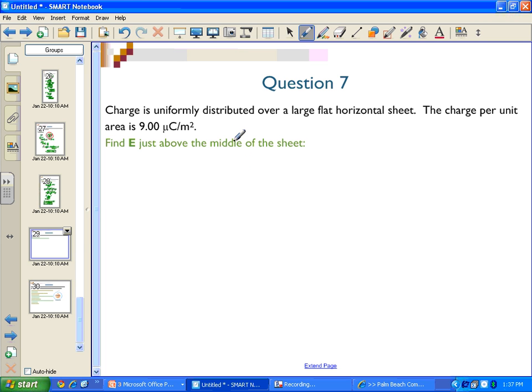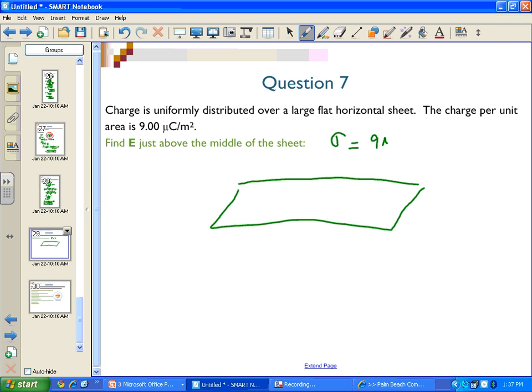Here, we are told that there's charge uniformly distributed over a very large flat horizontal sheet, and the charge per area sigma is given to us as positive 9 microcoulombs per meter squared. The question is to find the electric field just above the middle of the sheet. In other words, somewhere where it's not near the edges.